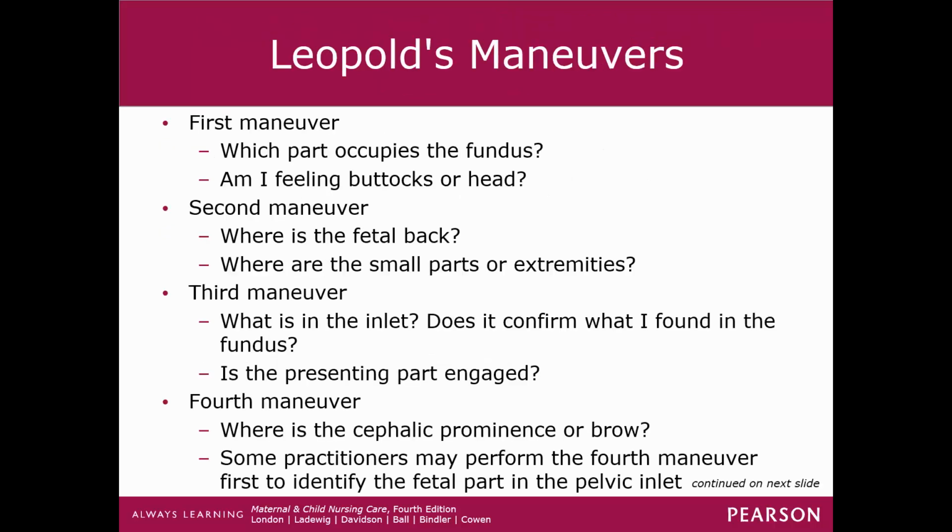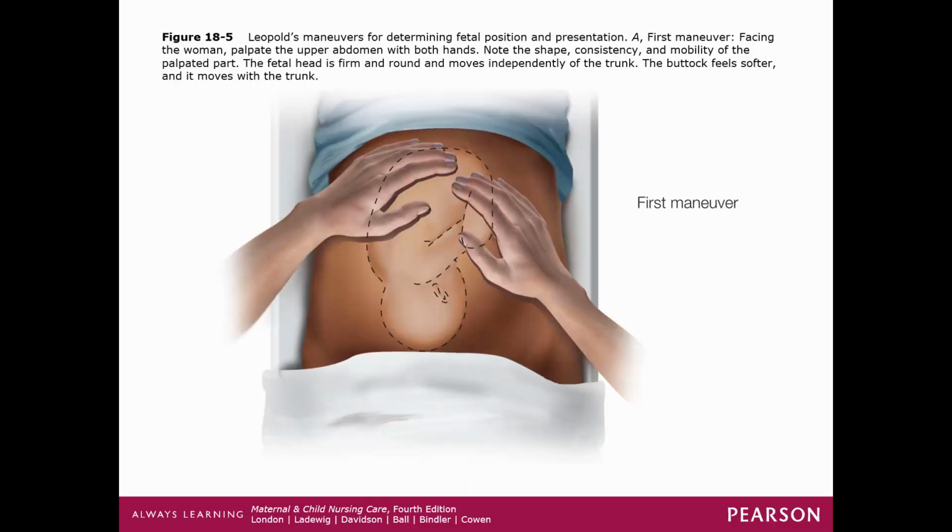Anyways, so let's move on to Leopold's maneuvers. There are 4 maneuvers in Leopold's maneuvers, and I wish I was able to be in front of you showing you this, because it's a little hard to describe, but I do have visual slides. So let's just go through the slides. We've got 4 maneuvers to go over here. When the woman is lying on her back, you are standing at her side and you are facing her face when you're doing this first maneuver.